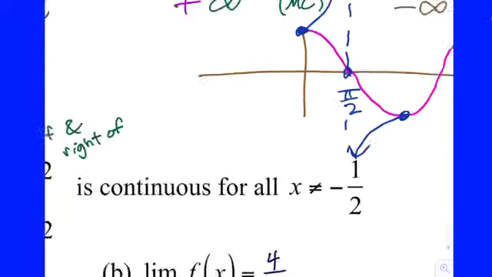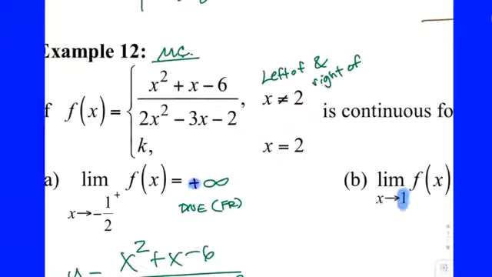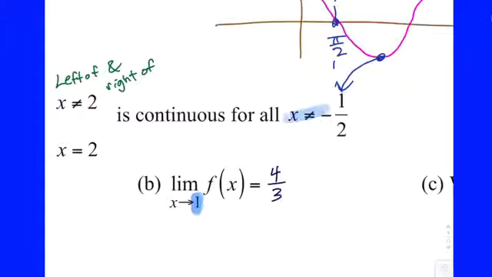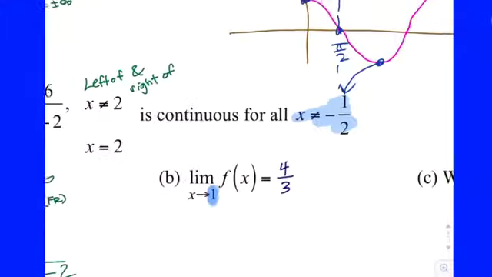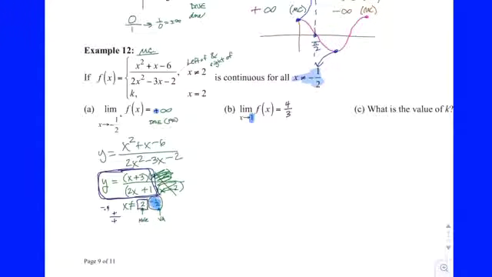Well, let's go back and read the question. It says that this now piecewise function, which is that everywhere except 2 and is equal to k at 2, is continuous everywhere except at negative 1/2. Well, that makes sense because negative 1/2 is a non-removable discontinuity. It can't be continuous there. But if that's the only place it's not continuous, we need to make it continuous at 2, don't we? We need to make it continuous at 2 because we just said there was a hole there.